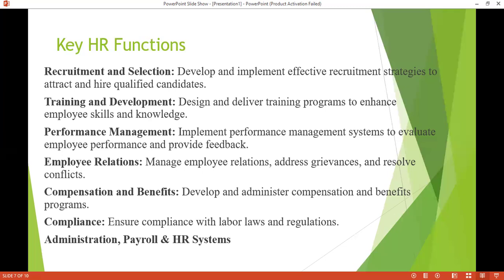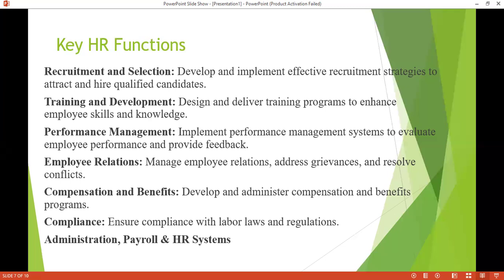Then employee relations: you manage employee relationships and address their problems. Maybe they have issues in the system, maybe with regard to HMO, or with regard to leadership and management. How you resolve those conflicts is very important. Then compensation and benefits. After everything, all employees need to be compensated, because that's the main reason they are in the job. So the compensation and benefits program is very important.